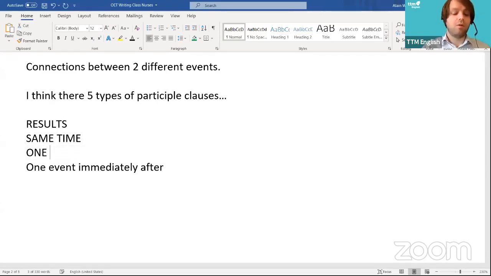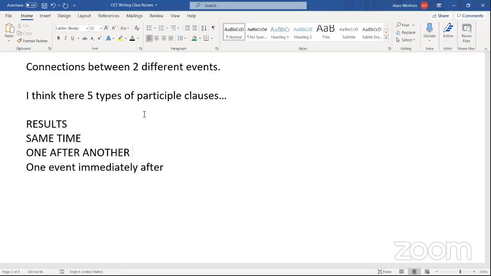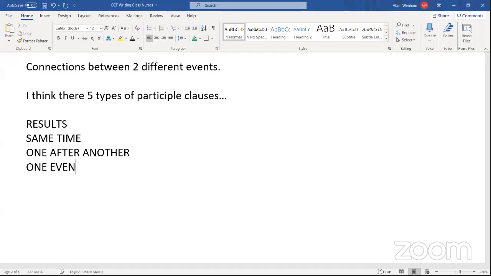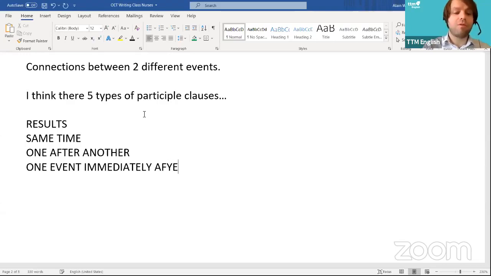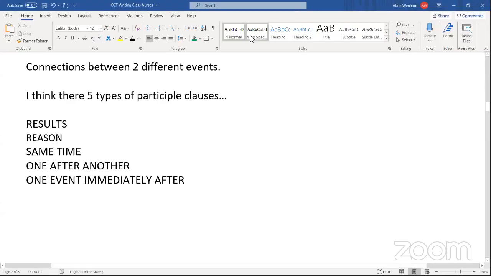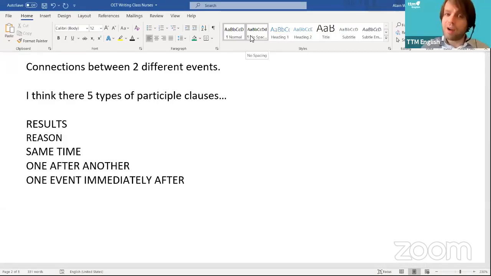Oh, this is good. Okay. So what if I said, being a doctor, I treat a lot of sick people? It's the reason, which is slightly different from results. I'll talk about this in a second. It's not just different in the sense of a concept. Well, it's actually a grammar thing. You'll see that the grammar actually changes.